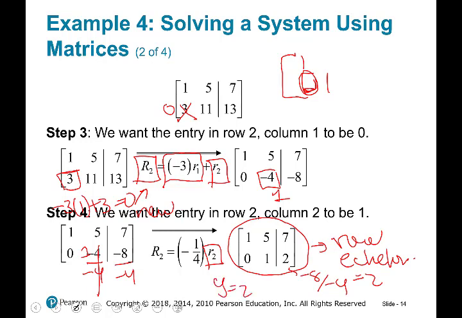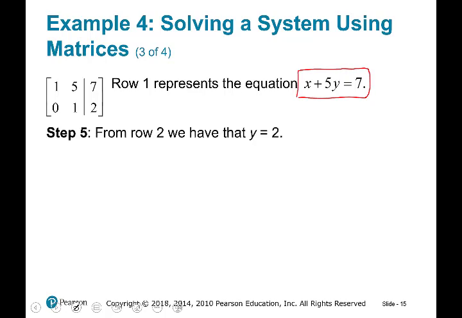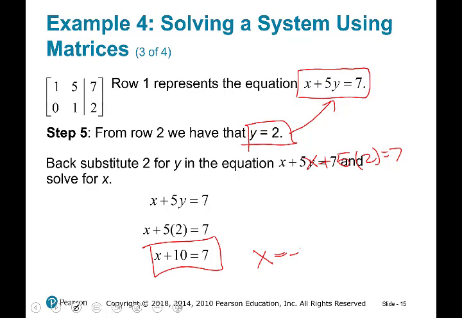And then I can plug that value in my first row to get x. Okay, so the first row represents x plus 5y equal to 7. The second row we have y equal to 2. So I can take that value and plug it here. x plus 5 times 2 equal to 7. Okay, so now we just solve, right? x equal to minus 3.